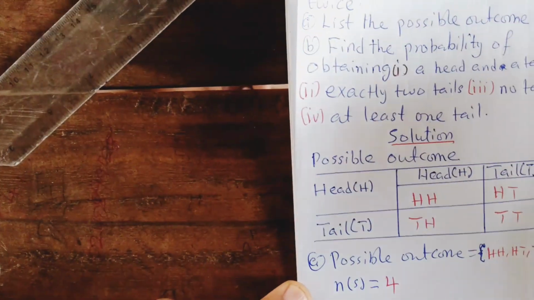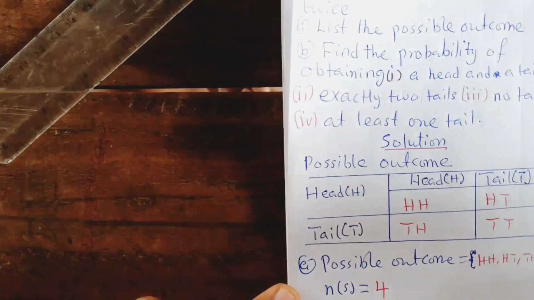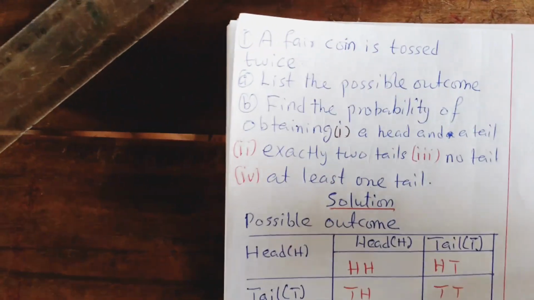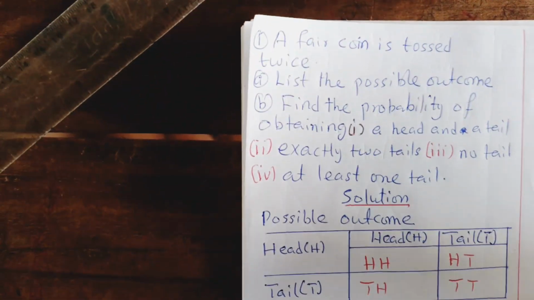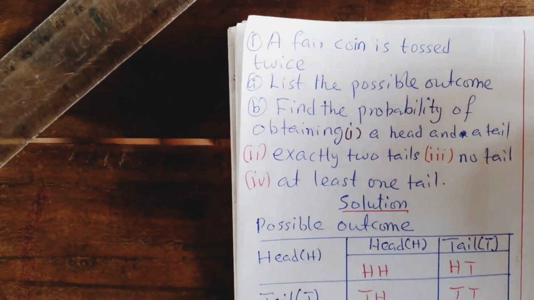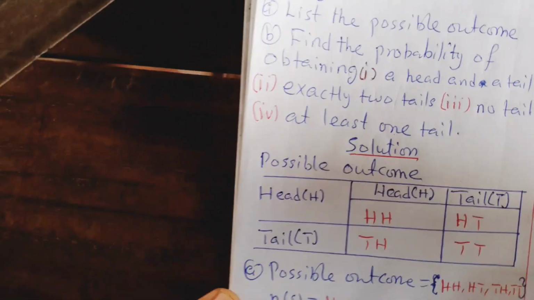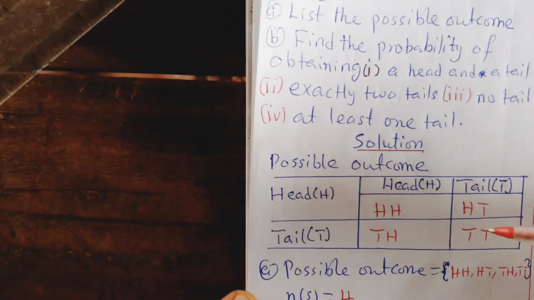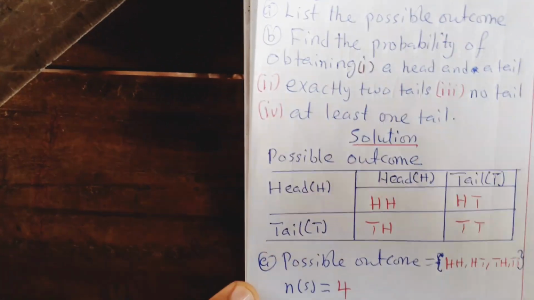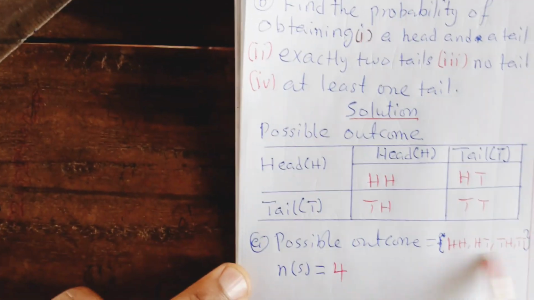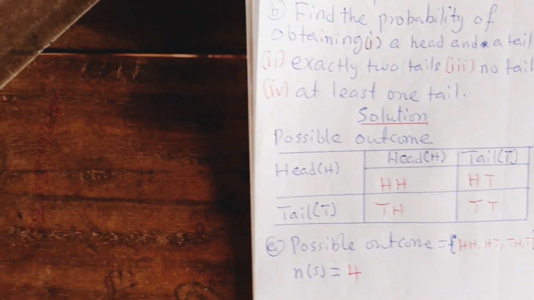So number of S is equal to 4. Let me explain this place again. When you toss a coin, it's either you get a head or a tail. Now we are tossing this coin 2 times. So you can get head, head, or head, tail, or tail, head, or tail, tail. So the possible outcome is what I've written here. Then let's come to B.